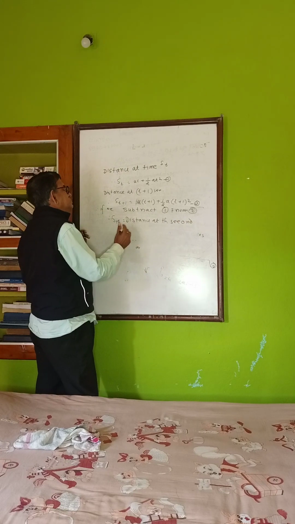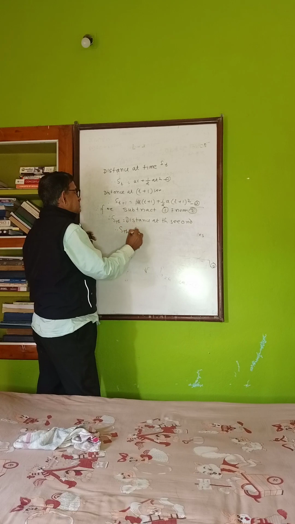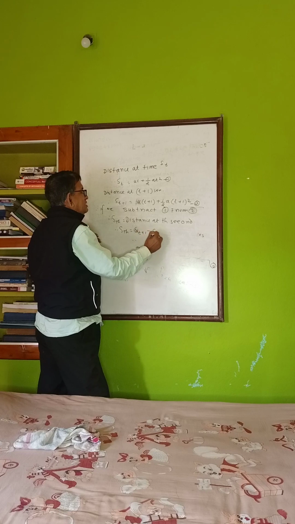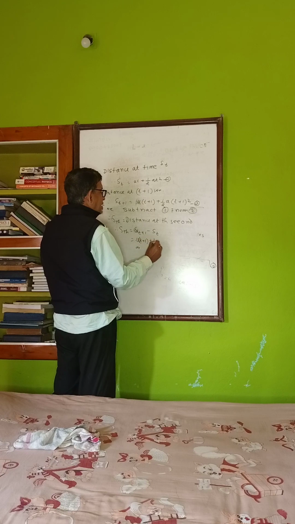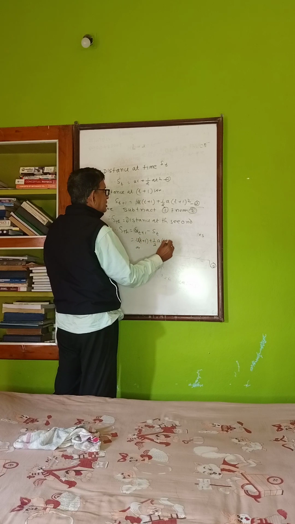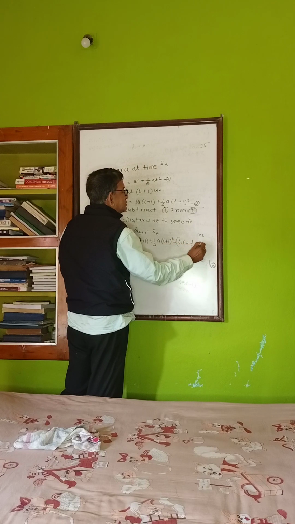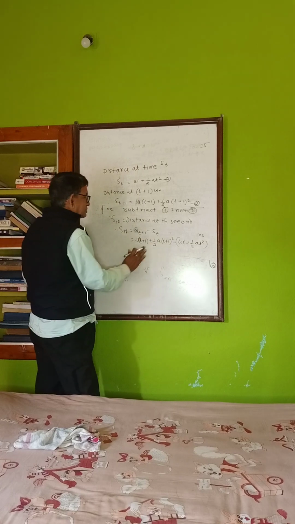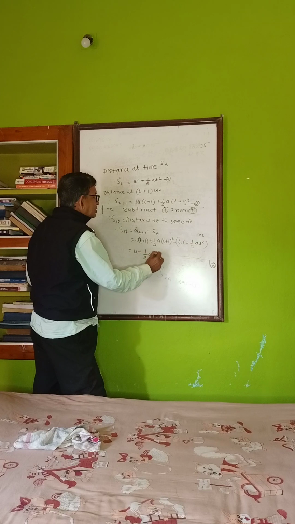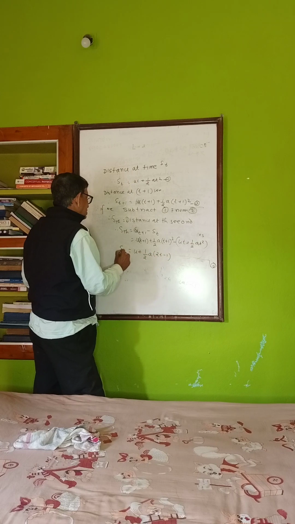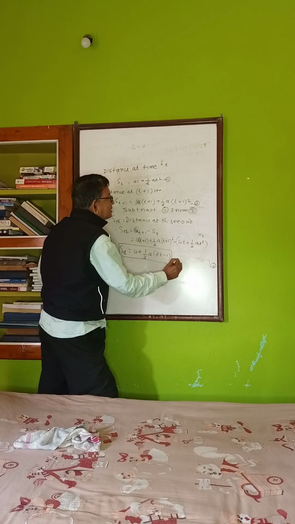We have s suffix t-th equal to s suffix t plus 1 minus s suffix t, or u(t plus 1) plus half a (t plus 1) square minus ut minus half at square. If you calculate all, you get u plus half a (2t minus 1). This is a very important equation for all of us. That is equation number 4.